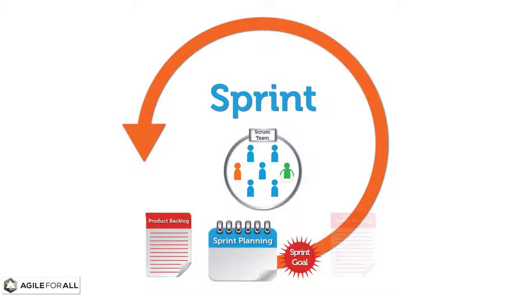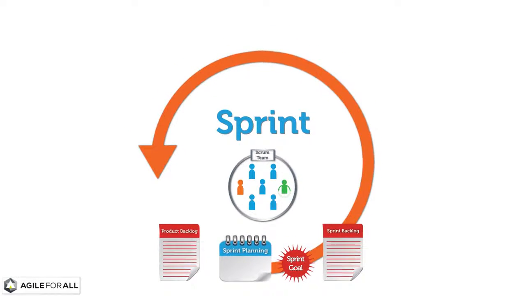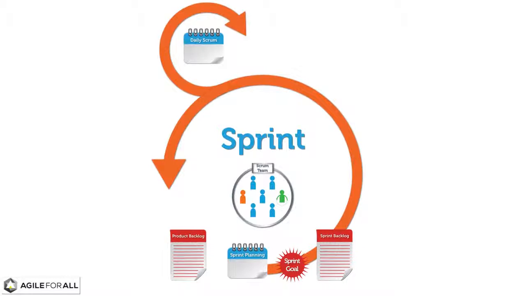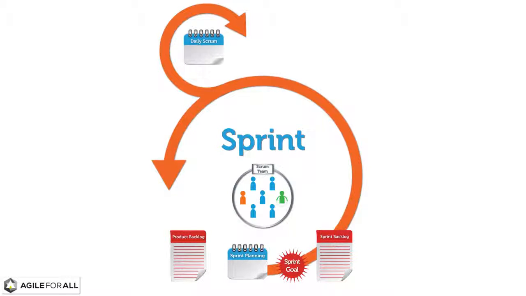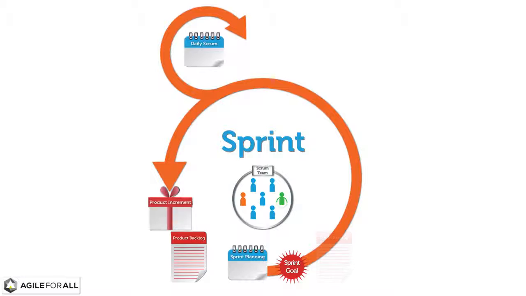They then create the sprint backlog, which is the development team's plan for how they will deliver the new product increment. Once sprint planning is complete, the development team begins their development work, which continues until the end of the sprint. Once a day, they will meet together at the daily Scrum meeting to inspect the sprint plan and make any adaptations necessary. When the sprint is complete, they will deliver a releasable product increment.